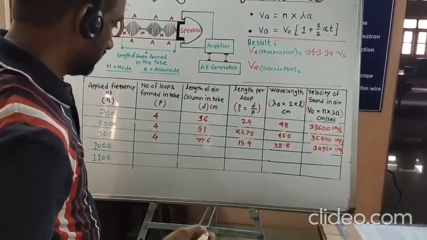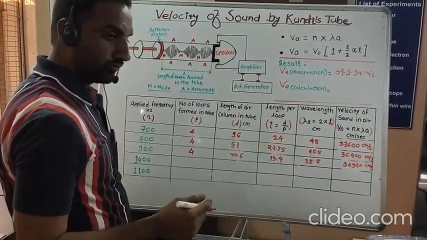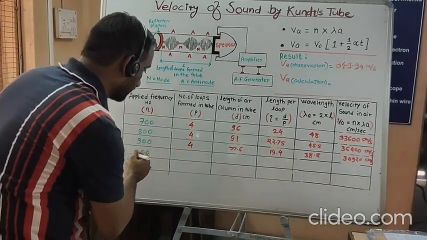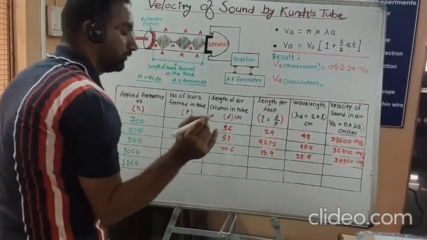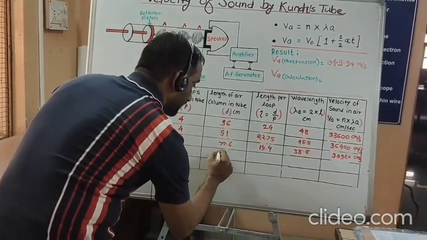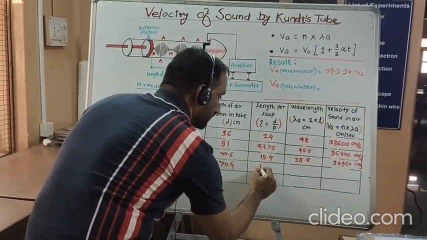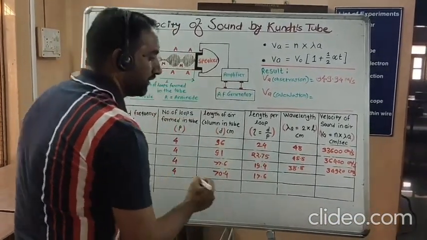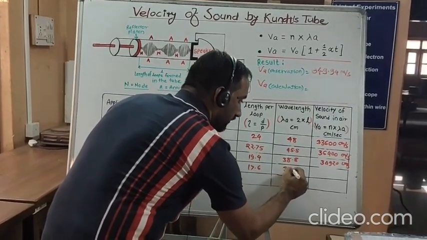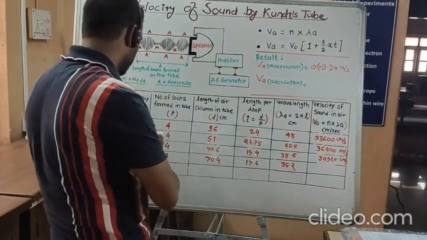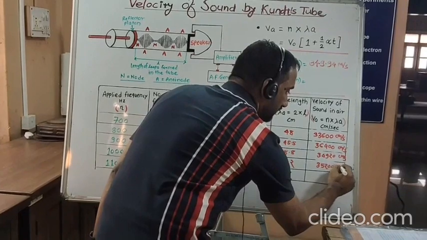I am taking 1000 and 1100 also. For 1000 Hz the number of loops is 4, and the length we are getting is about 70.4. The length per loop is 17.6 centimeter, and the wavelength is about 35.2, and this multiplied with the frequency gives 35,200 centimeter per second.